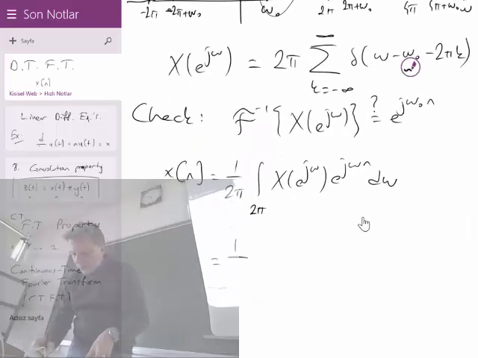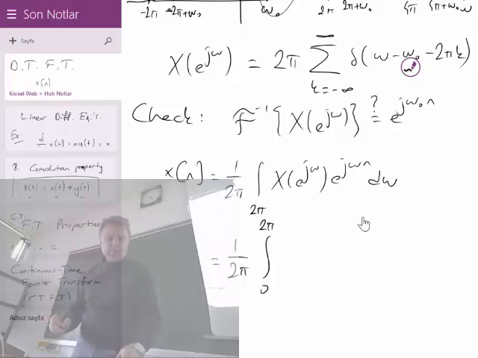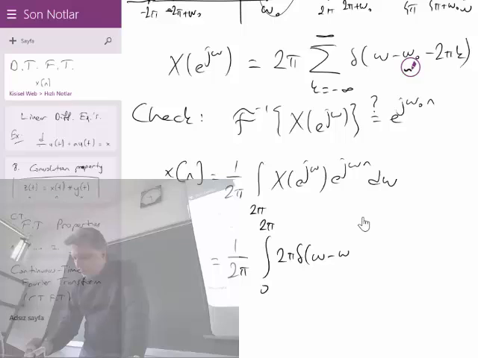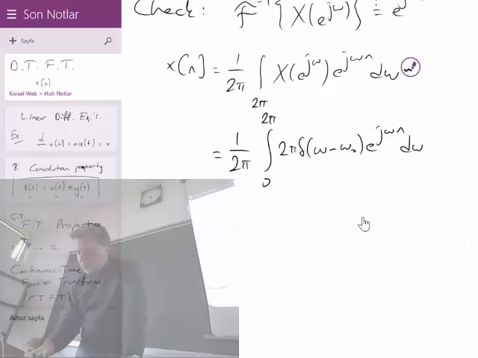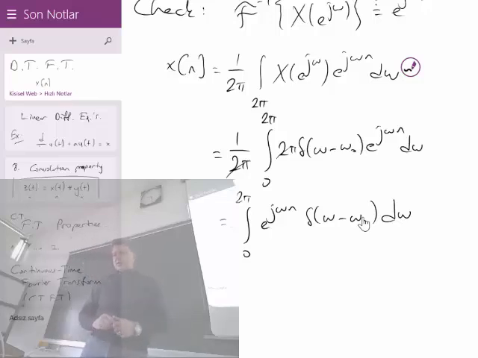So we will have 1 over 2 pi integral from 0 to 2 pi, and inside it we have only one impulse, and that one impulse is this, with a scale of 2 pi, of course, e to the j omega n d omega. We automatically see that these 2 pi's will cancel, and we will have from 0 to 2 pi e to the j omega n delta omega minus omega 0 d omega. And this is the integral that we need to evaluate.